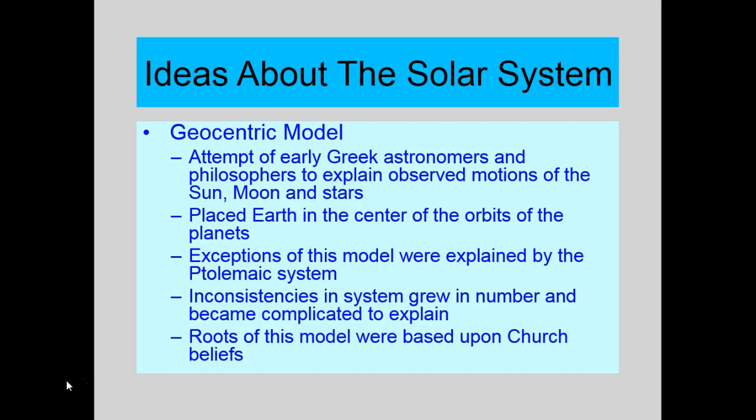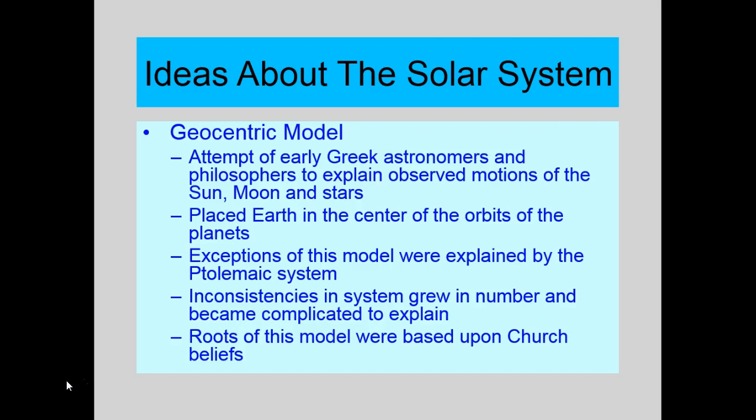because we're not there. Now, the exceptions of this model were explained by an Egyptian, I'm pretty sure he was, philosopher, early scientist named Ptolemy. I believe he was Egyptian. I don't think he was Greek, but they worked together.